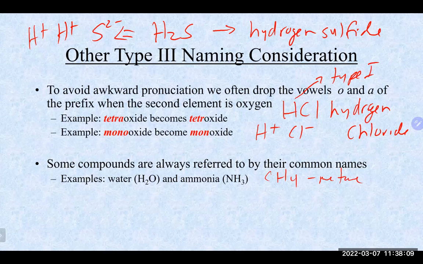So if you have hydrogen in front of a nonmetal, we just call it hydrogen and whatever the negative one is, and treat it more like an ionic compound than a covalent compound where they're sharing electrons. Any questions on that? Okay.